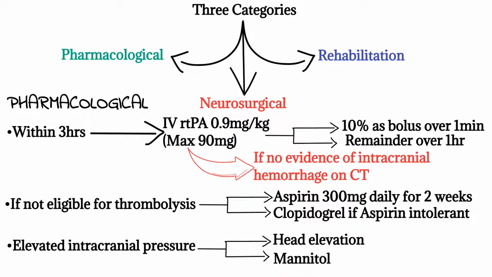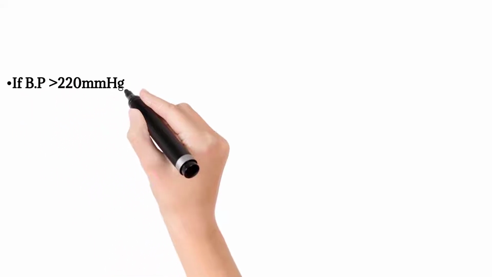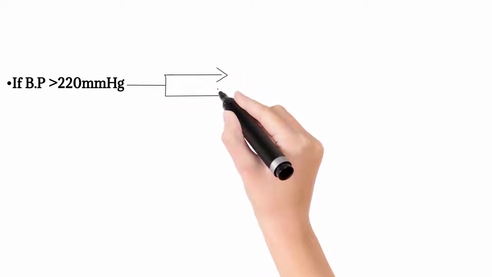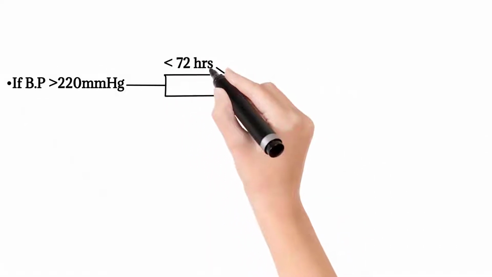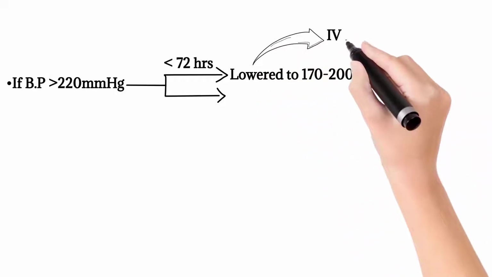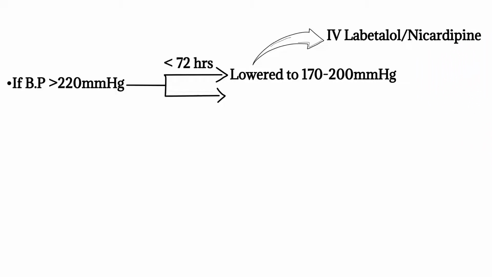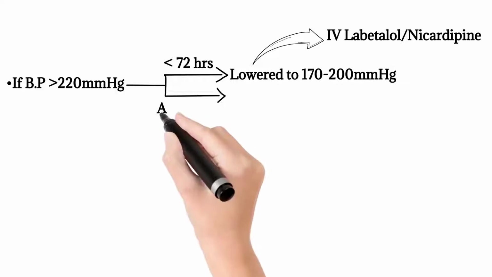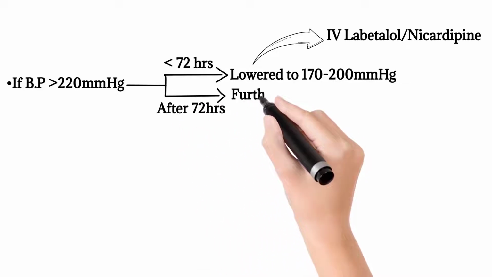Here it is important to note that any attempts to lower blood pressure of hypertensive patients should be avoided during the acute phase of first 72 hours. However, if the systolic pressure exceeds 220 millimeter of mercury, then it can be lowered to 170 to 200 millimeter of mercury by using intravenous labetalol or nicardipine. But there should be continuous monitoring. Then after 72 hours, it can be further reduced to less than 140 by 90 millimeter of mercury.